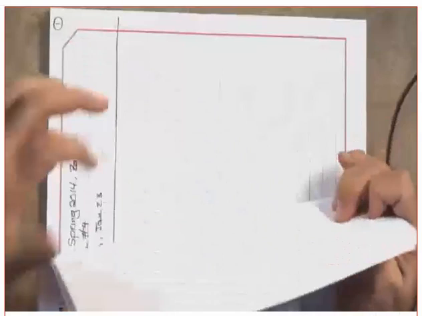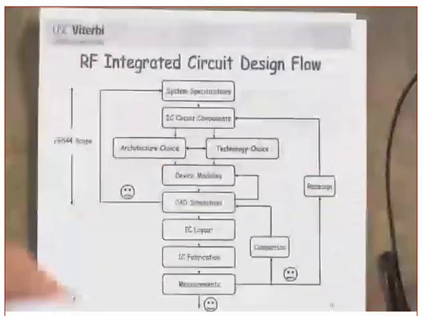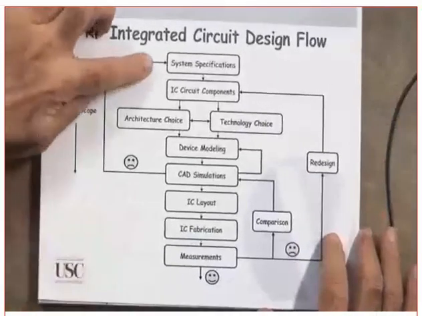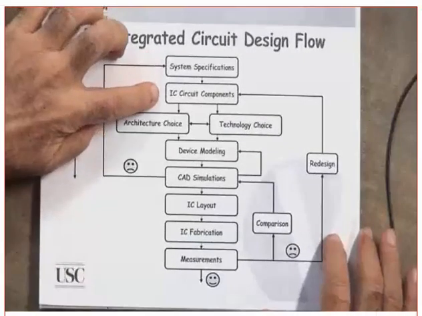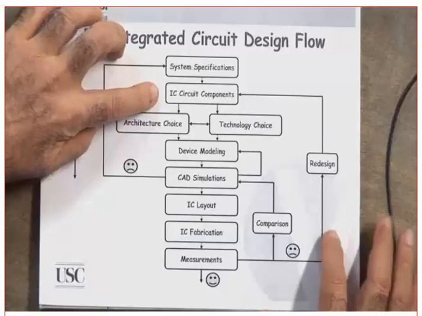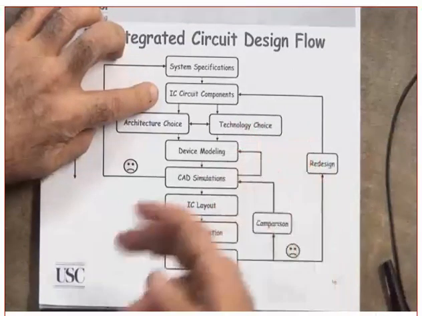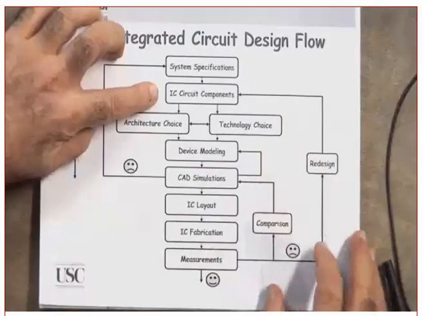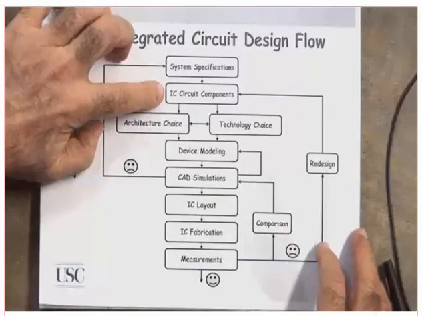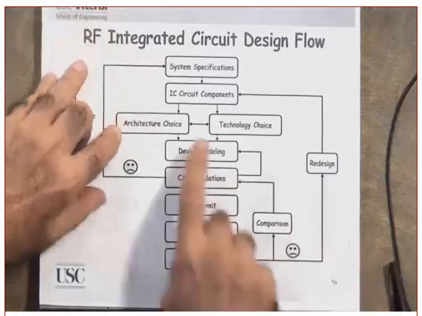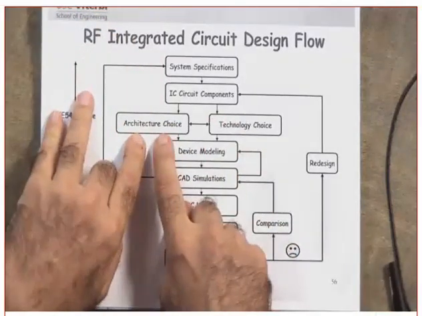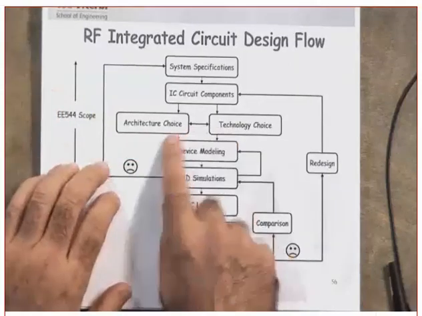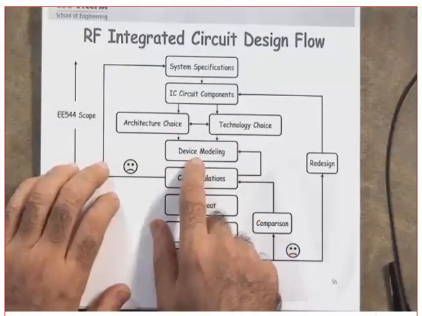Let me show you, jump here a little bit with me so that you understand what I'm talking about. This is the design flow. I will tell you where the 544 fits in. It's the system specification. You start with system specification. You decide on circuit components, what type of technology you are using, whether you are going to use transistor or MOS, bipolar or CMOS and so on. So system specifications, then IC circuit components. Then you decide on the architecture, which we'll discuss in the next set of charts, and technology choices, and so on and so forth. You decide on device modeling.